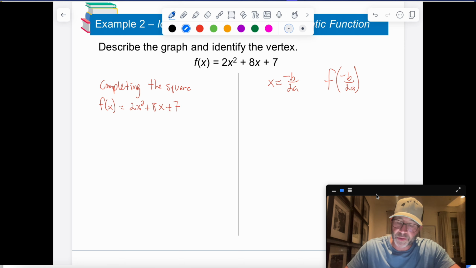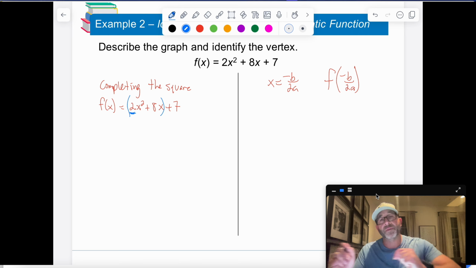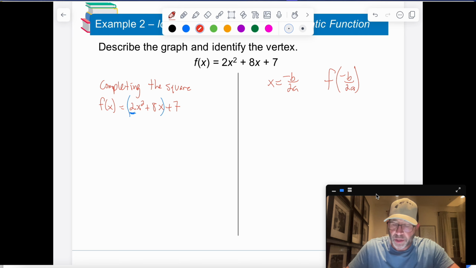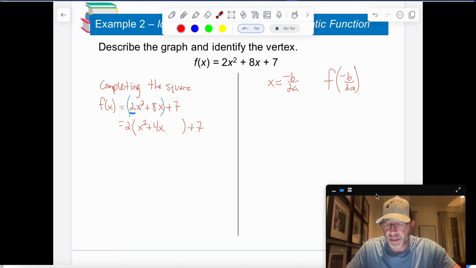And here's the process. You take the first two terms in your function, and remember we talked about this before, taking this value that's right here and factoring it out of my function, okay? So if I factor it out, we're going to be left with a 2, and then x squared plus 4x plus 7. Okay? I took a 2 out from there. 2 divided by 2 leaves me with a 1, and 8 divided by 2 leaves me with a 4. That's where those values came from right there.